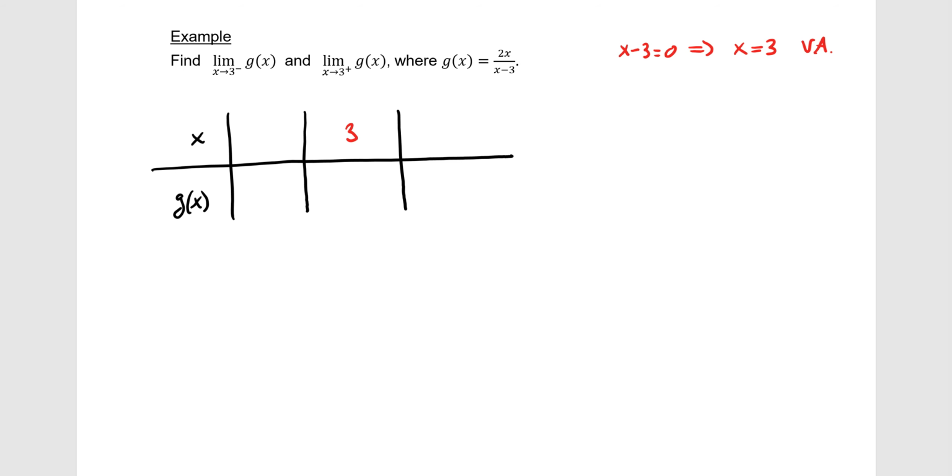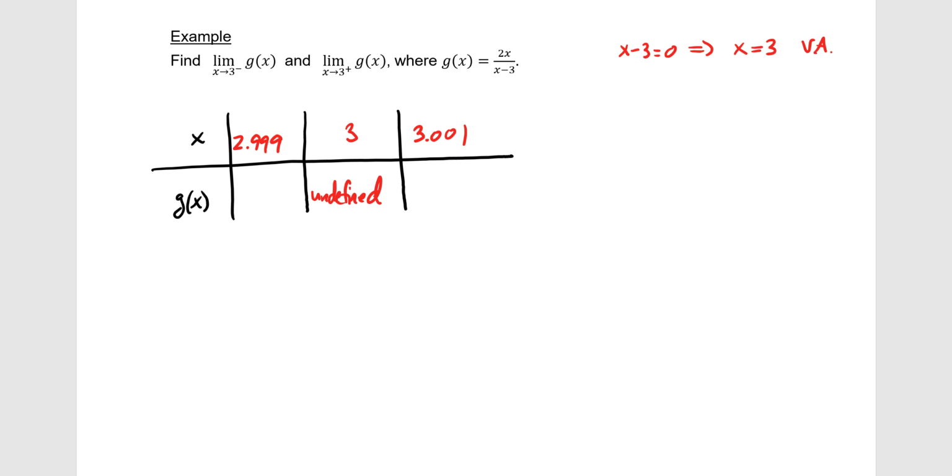Okay, so here's the table. We have the x value of 3, which we know g of 3 is undefined because that's the vertical asymptote when we are dividing by 0. And what we're going to do is pick a value to the left of 3 that's very close to 3. I'll pick 2.999. And then we're going to pick a value from the right, 3.001 I'll pick. You don't have to pick those exact ones, but it has to be very, very close.